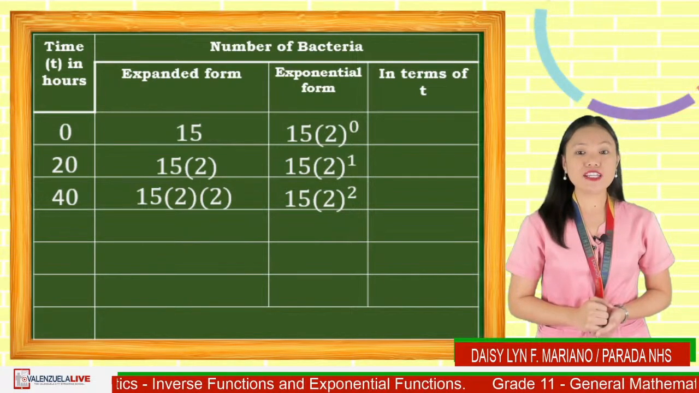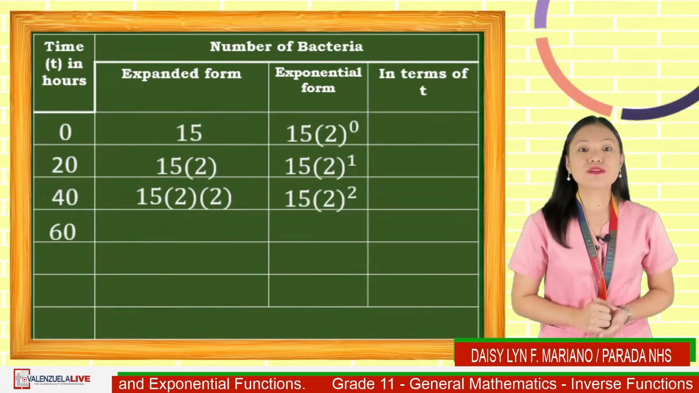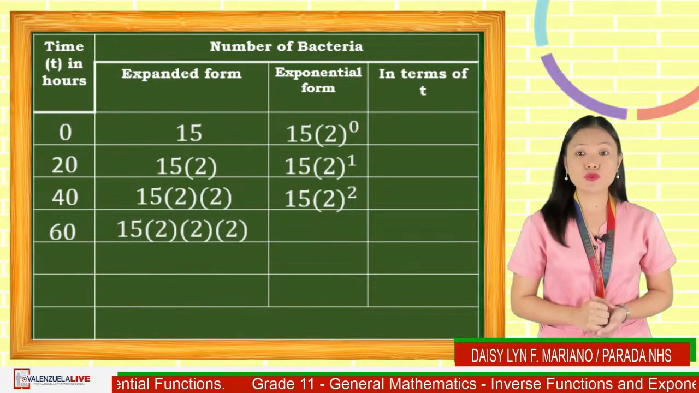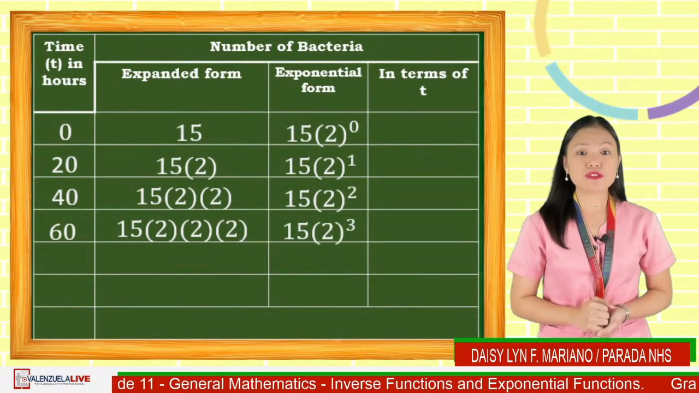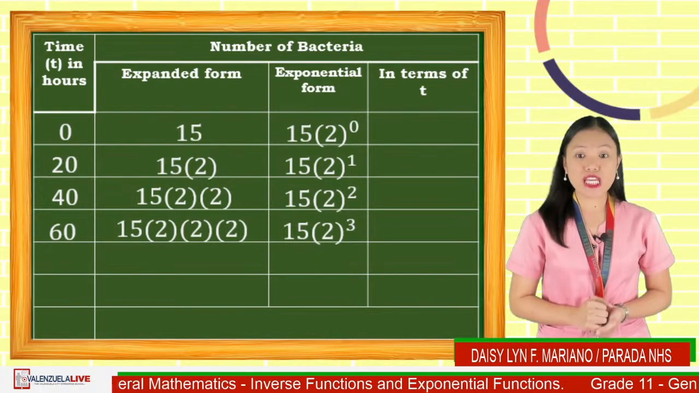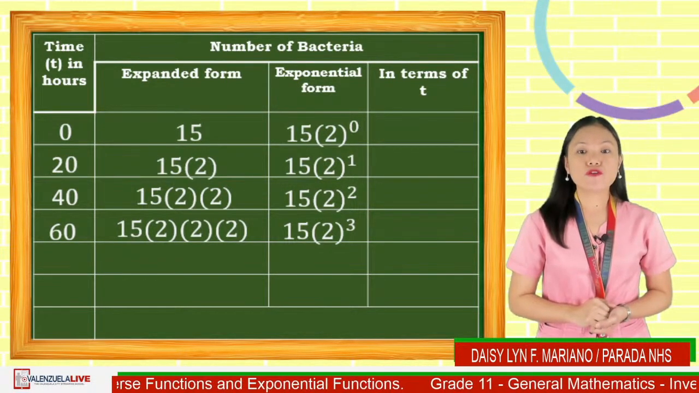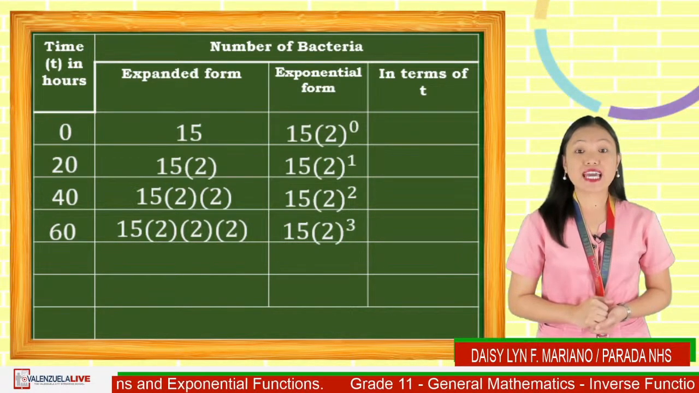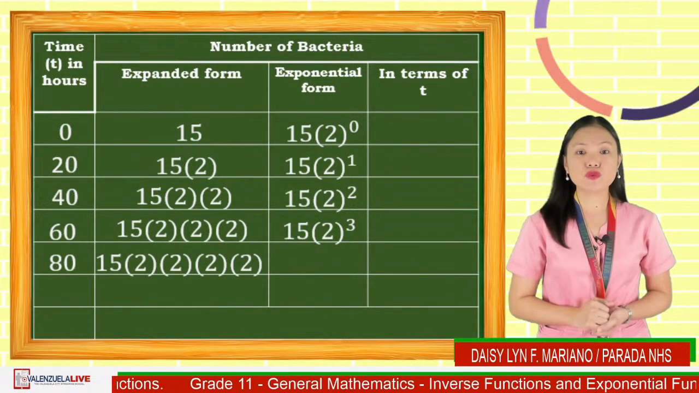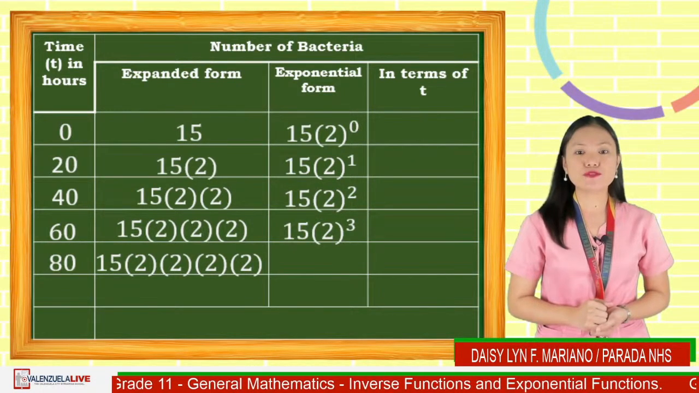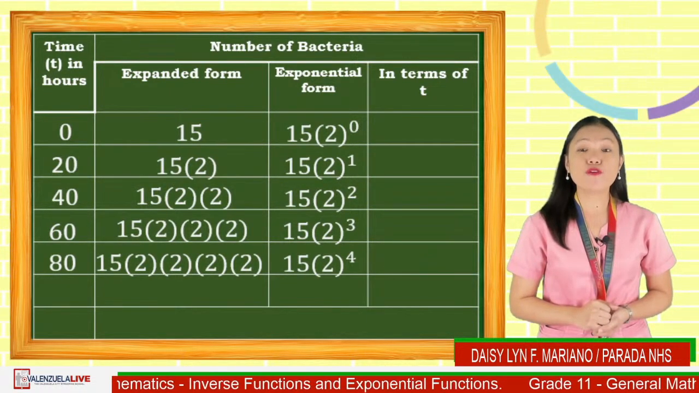Next, another 20 hours means adding 20 to the previous number of hours, which is equal to 60. The bacteria doubled, that is 15 times 2 times 2 times 2. The number of bacteria now is equivalent to 15 times 2 raised to 3. Raised to 3 since the base 2 appears thrice. Last, add 20 to the previous number of hours, which will give us 80. Here, the number of bacteria is equal to 15 times 2 times 2 times 2 times 2, which is the same as 15 times 2 raised to 4. Raised to 4 since the base 2 appears 4 times.